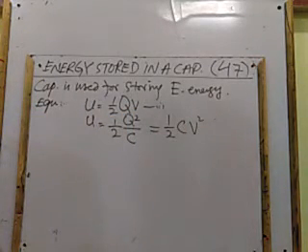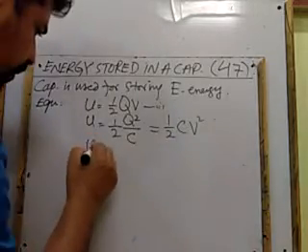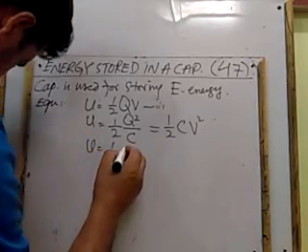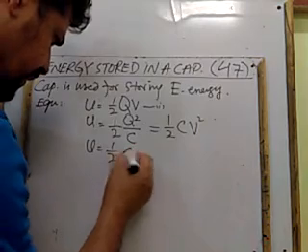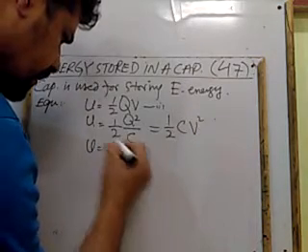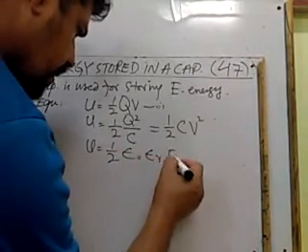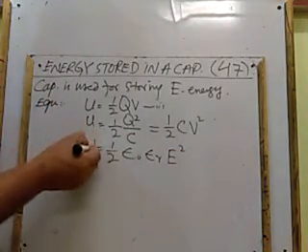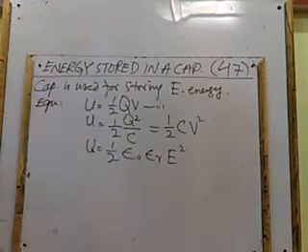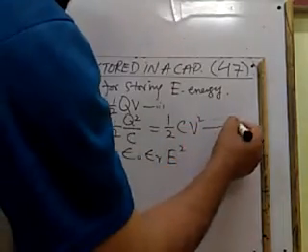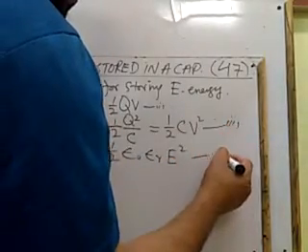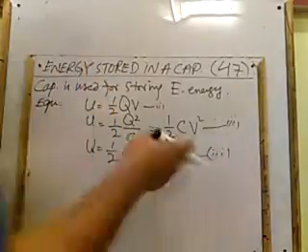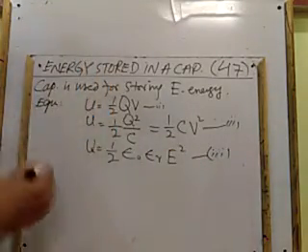Or another form of the equation can be written as U is equal to 1 over 2 epsilon naught epsilon R E square. So there are different forms of the same equation. We can modify the equation into one shape or another. In this topic we are going to derive these equations.